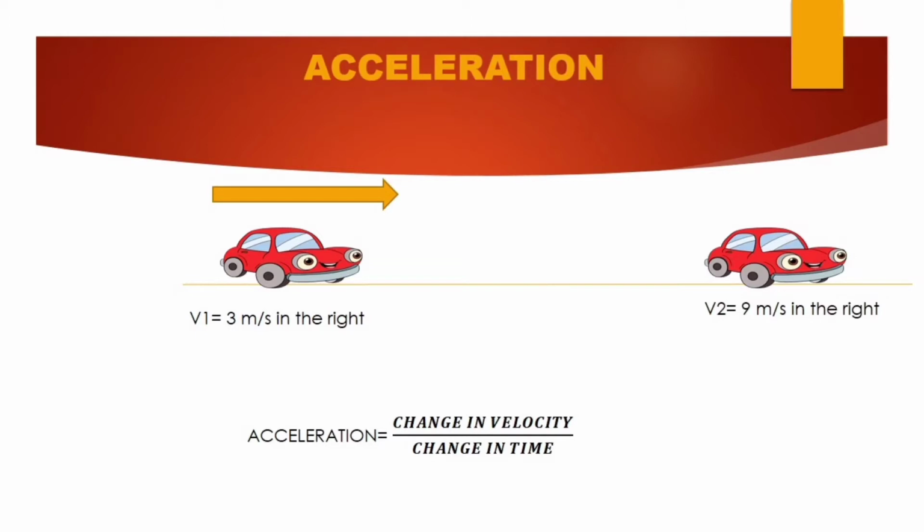Acceleration is also a vector quantity like velocity. Both the magnitude and direction are known. So, how to measure the acceleration? It's the ratio of change in velocity divided by change in time.